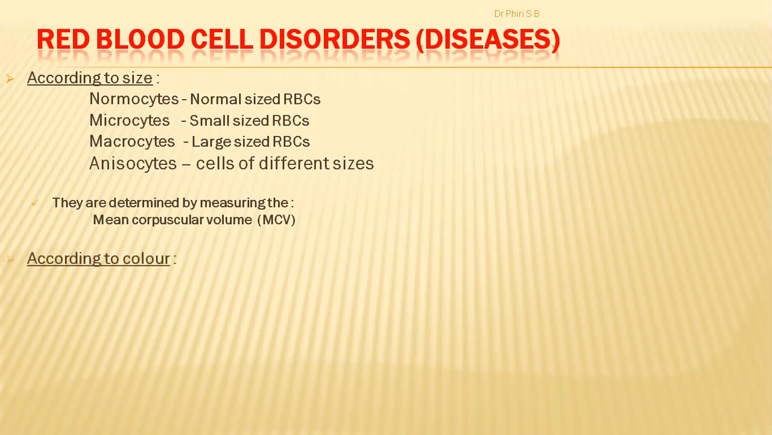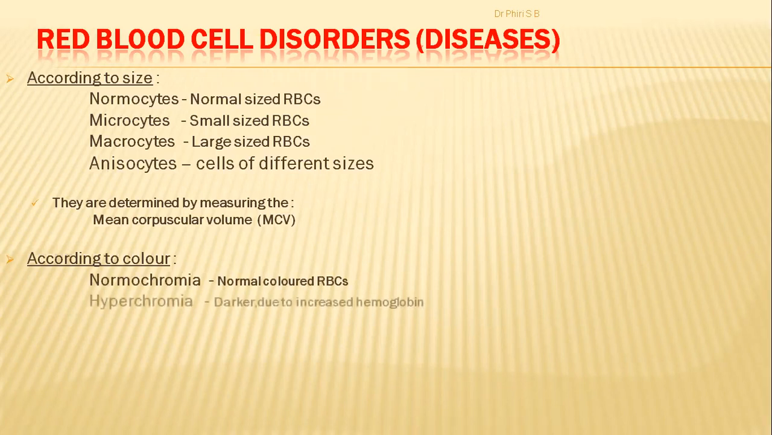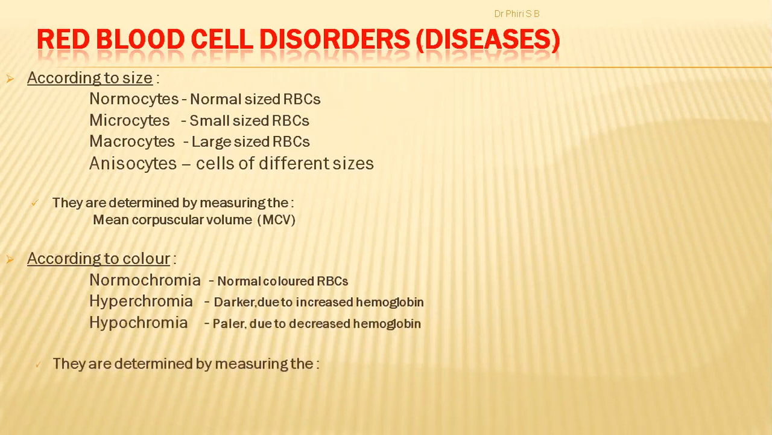Then according to the color, we are looking at chromia. The color mainly is referred to as chromia. So you can have normochromia, hyperchromia, or hypochromia. Normochromia, normal colored red blood cells. Hyperchromia, these are darker due to increased hemoglobin. If you have an increase in hemoglobin, that condition is referred to as hyperchromia because these cells will be darker, due to the increased concentration of hemoglobin.